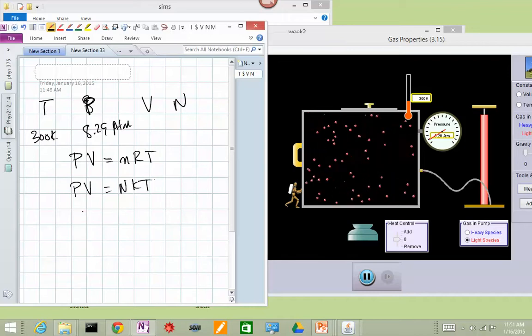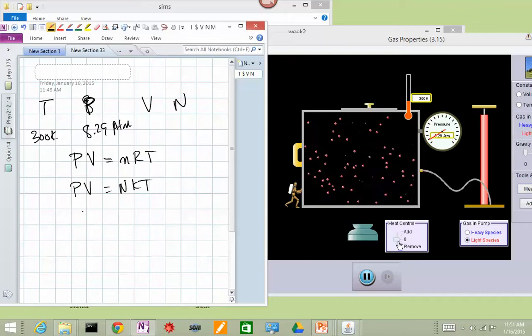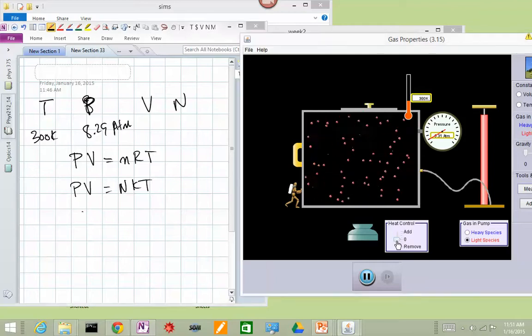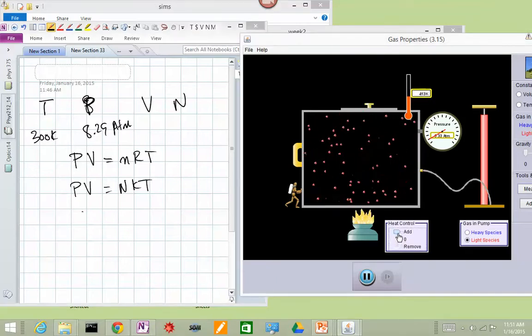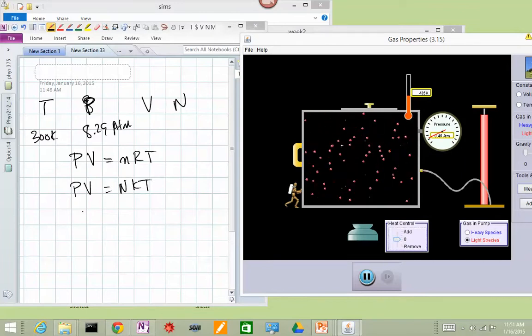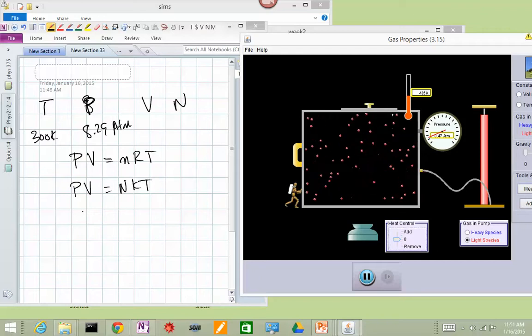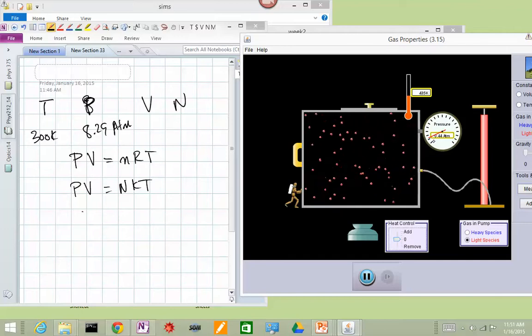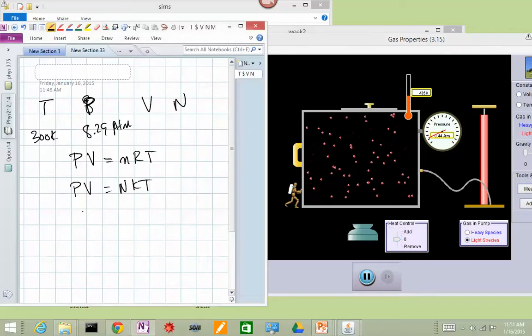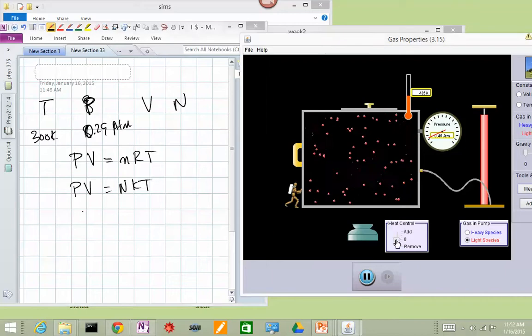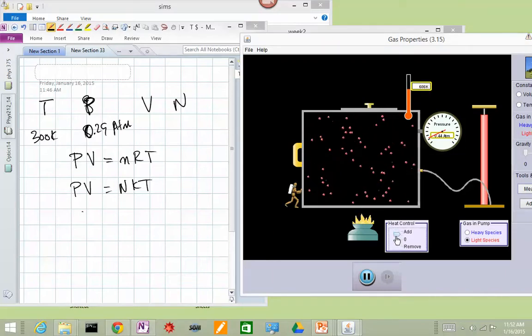Let's change the temperature. To change the temperature, we need to change the kinetic energy of the particles, and we do that by adding energy in the form of heat. Now you see the temperature has increased, and the number of particles hasn't changed because we haven't added any more particles, and the volume hasn't changed because we haven't changed the size of the container. The temperature increases, so the pressure has to increase. This was 0.29 atmospheres, and now it's 0.45 atmospheres. We can keep increasing the pressure and the temperature by adding heat.